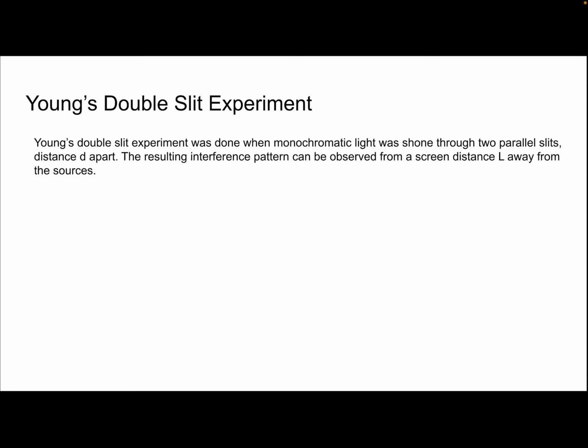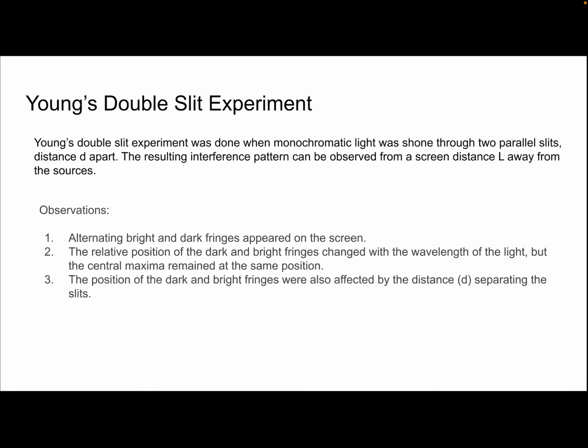Right, so let's look at Young's double slit experiment. Young's double slit experiment was done when monochromatic light, so that's just one color of light, for example red light, blue light, green light, was shone through two parallel slits that were distance d apart. And since diffraction occurs when the waves arrive at the slits, it causes an interference pattern to be observed on a screen that's distance L away from the sources.